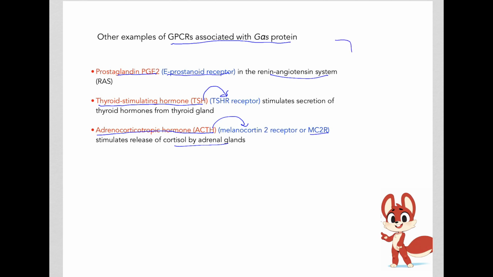So all of these are examples of GPCRs that are associated with the G-alpha S protein, and they all work in a very similar mechanism to what we described earlier for the glucagon receptor. We'll talk about this in future videos when we come across various physiological processes, such as the very important renin-angiotensin system, or when we talk about the thyroid gland, or the adrenal gland.